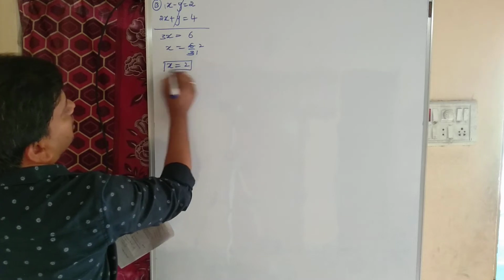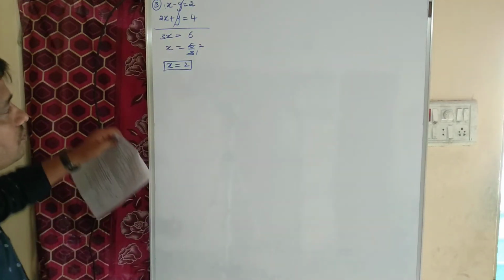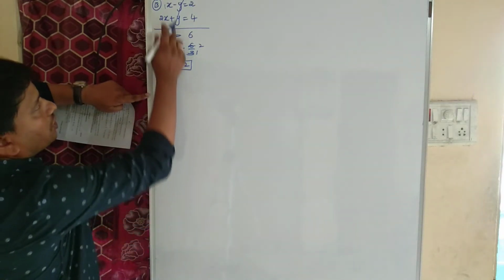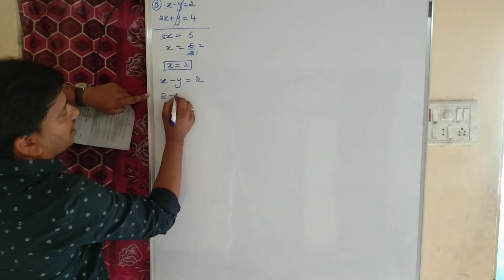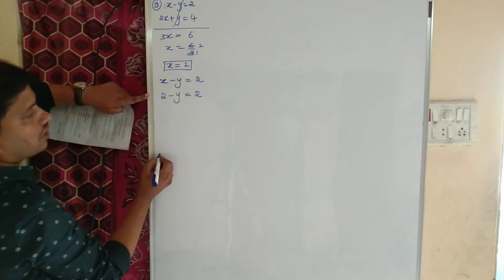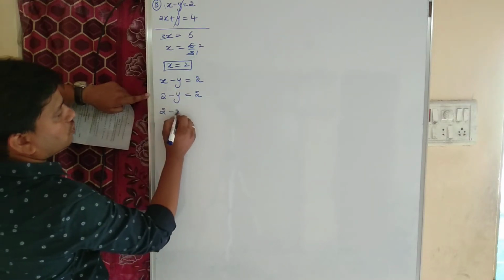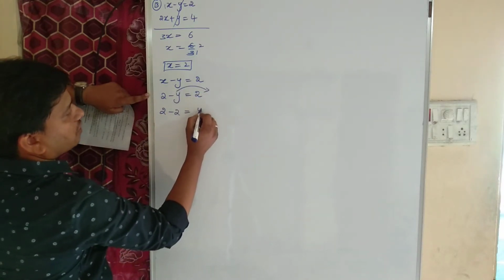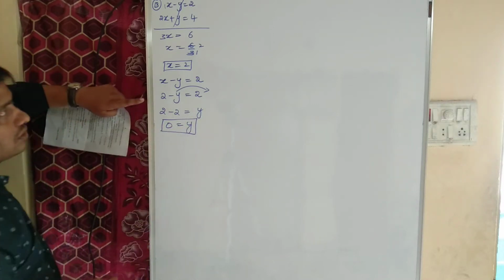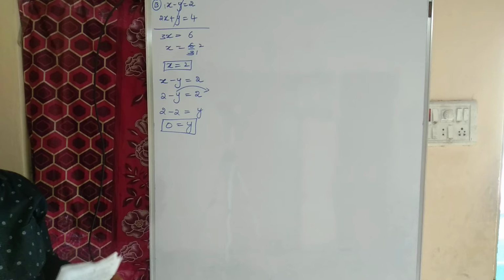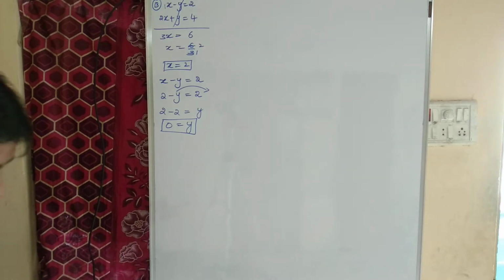What is the value of x, children? The value of x is 2. Now substitute x equal to 2 in equation number 1, x minus y equal to 2. As the value of x is 2, 2 minus y equal to 2. You transpose: 2 minus 2 equal to minus y, you transpose plus y. So 2 minus 2 is equal to 0. Therefore, what is the value of y, children? The value of y is 0.